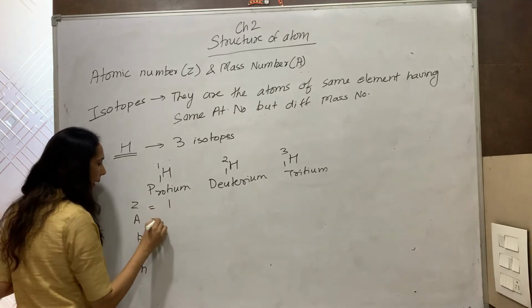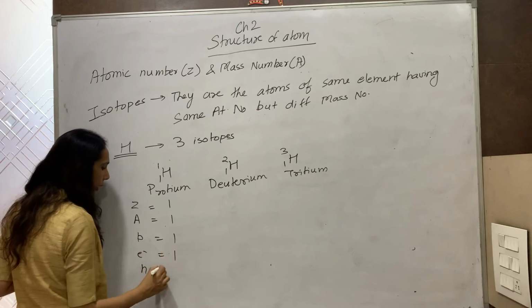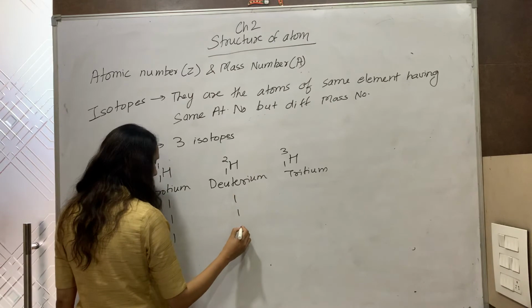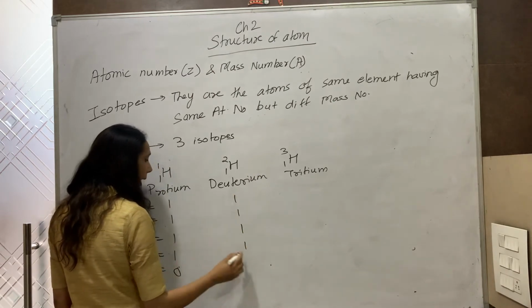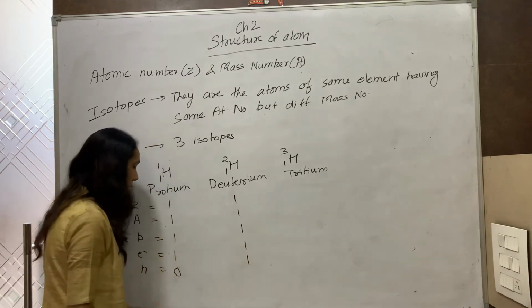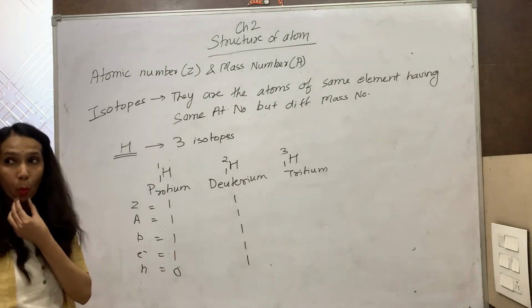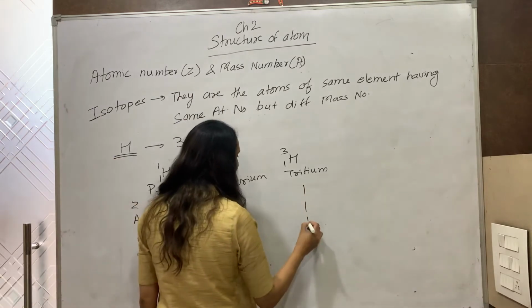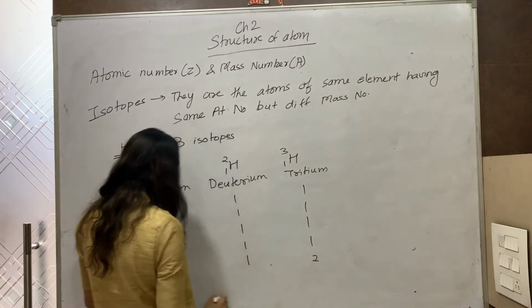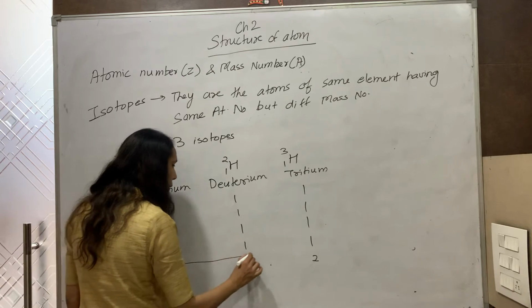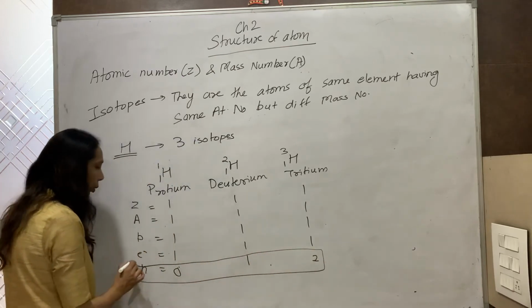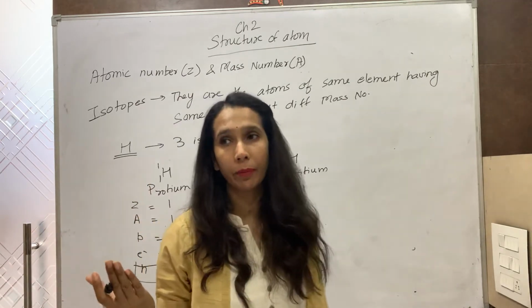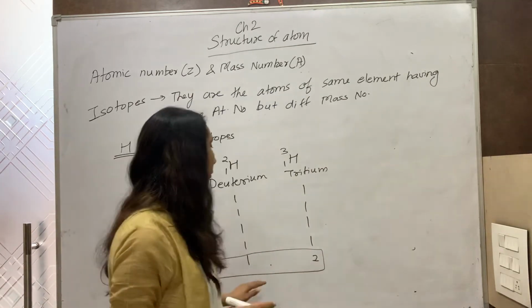Z for protium is 1, A is 1, proton 1, electron 1, and A minus Z is 0. Deuterium: 1, 1, 1, 1, and A minus Z is 1. The number of neutrons it has got is 1. Deuterium has 1 neutron. And tritium same, it is 1, but number of neutrons are 2. So actually isotopes differ in the number of neutrons. Number of protons in them will remain same because Z is same. So they differ in number of neutrons.